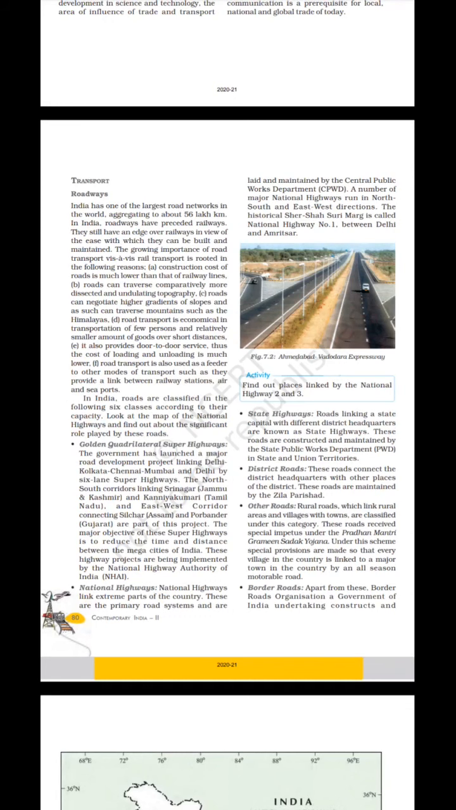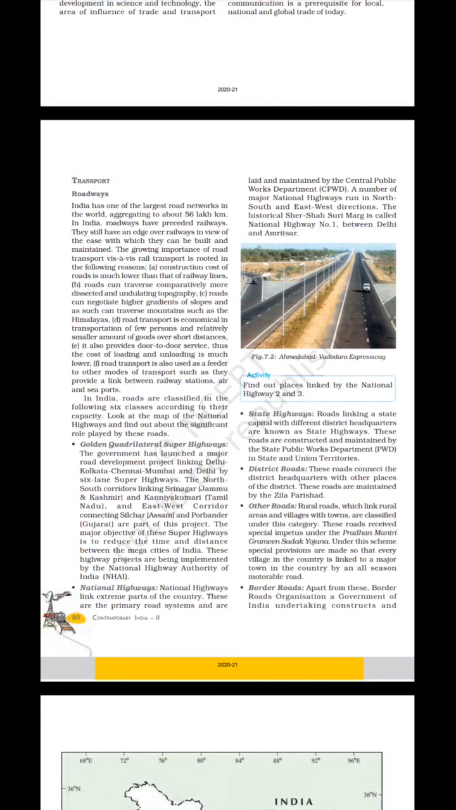Golden Quadrilateral Superhighways. The government has launched a major road development project linking Delhi, Kolkata, Chennai, Mumbai and Delhi by 6-lane superhighways. The north-south corridors linking Srinagar, Jammu and Kashmir and Kanyakumari, Tamil Nadu, and an east-west corridor connecting Silchar, Assam and Porbandar, Gujarat are part of this project. The major objective of these superhighways is to reduce the time and distance between the mega cities of India. These highway projects are being implemented by the National Highway Authority of India (NHAI).